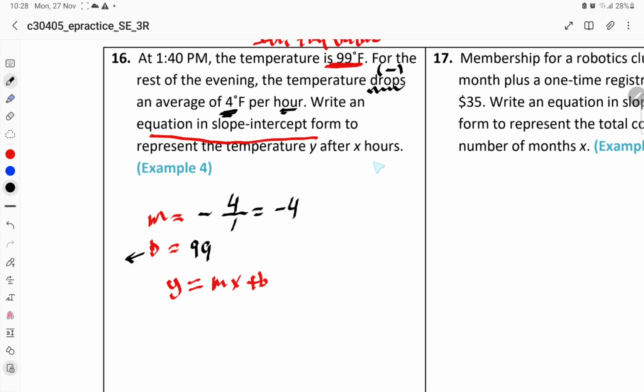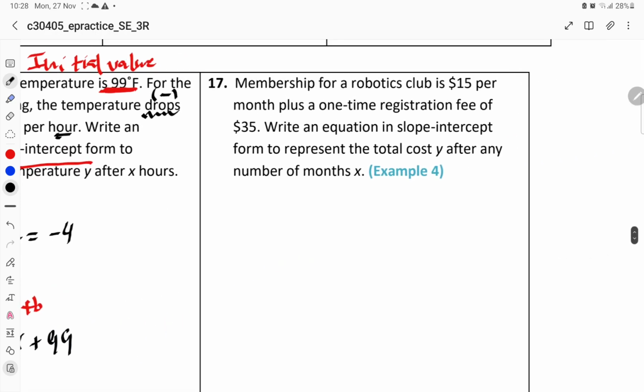The x is the number of hours, the y is the temperature, so y over x. Y is the Fahrenheit, hour is the 1, so this is why I put 4 over 1. So y equals m is -4, x plus b, which is 99. So y equals -4x plus 99.